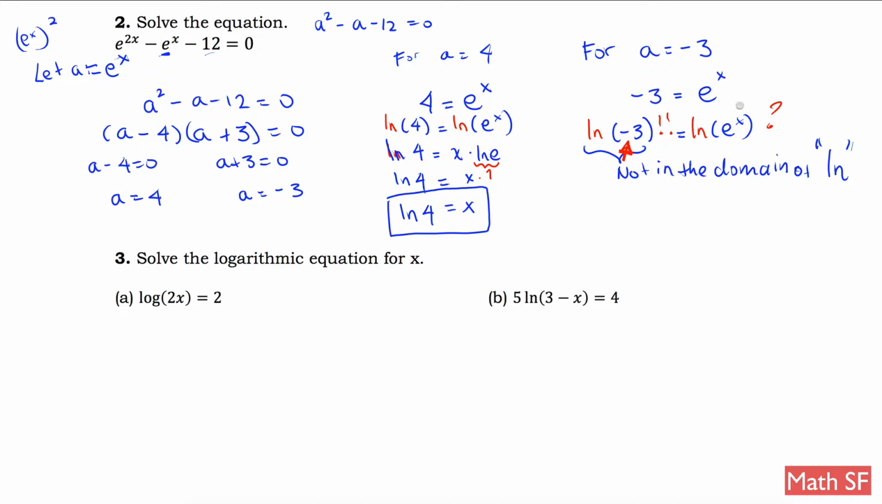So therefore, a equals negative 3 is an extraneous solution, so you're not including that. Therefore, your only solution will be this one here, ln of 4 equals x. Now let's go for problem number 3.